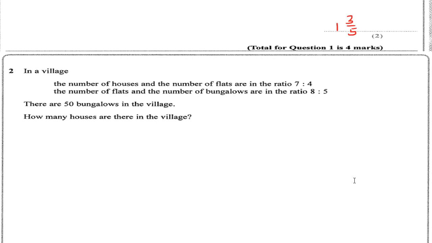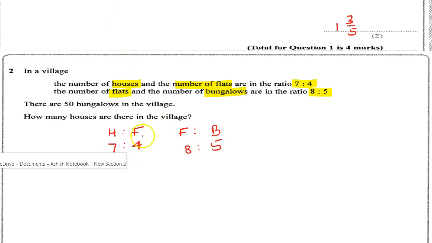Here it is given: in a village, the number of houses and the number of flats are in a ratio. So there are two things. One is the number of houses and number of flats, and their ratio is given as 7:4. And they have given the number of flats and number of bungalows, 8:5. So let's write down here house and flats, their ratio is given 7:4. And then the other one is given flat and bungalow, it is 8:5.